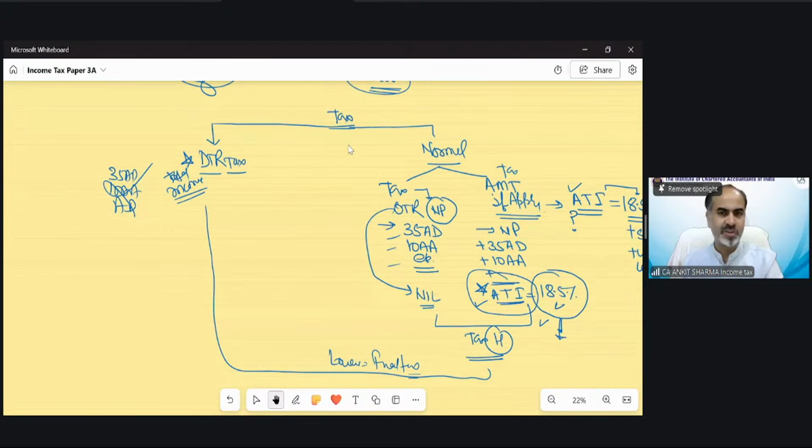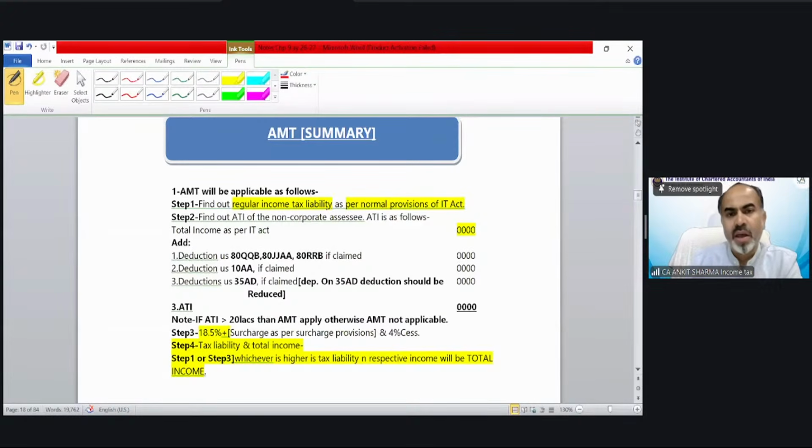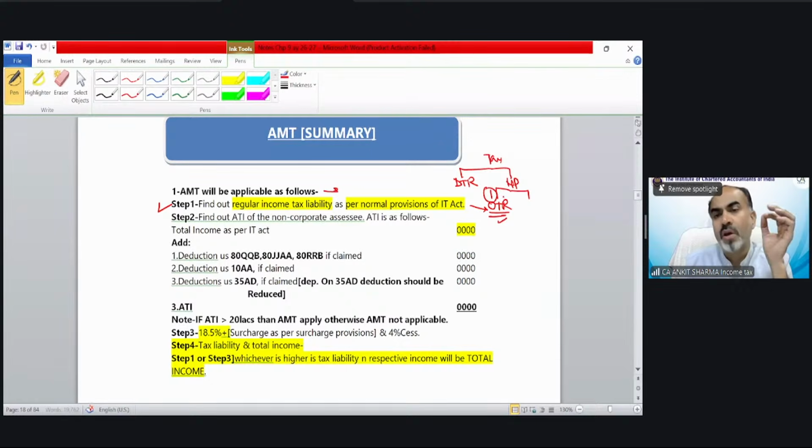Very simple provision. This is the AMT summary. AMT will be applicable as follows. Find out your regular income tax liability as per normal provision of the Act. So for tax liability, this point is talking about tax as per default tax regime, as per normal provision, optional tax regime. So this point is talking about this, that you should find out your normal tax liability as per normal provision.